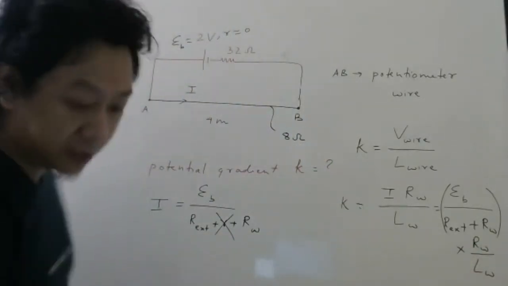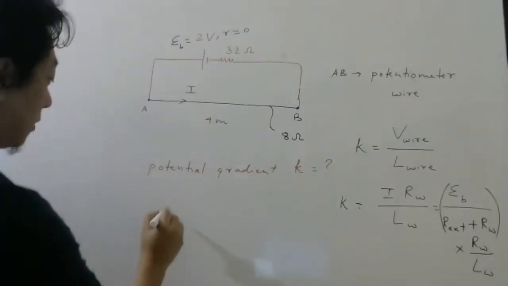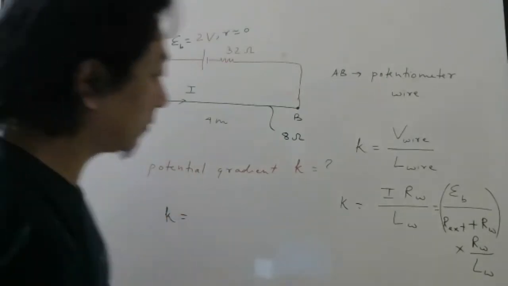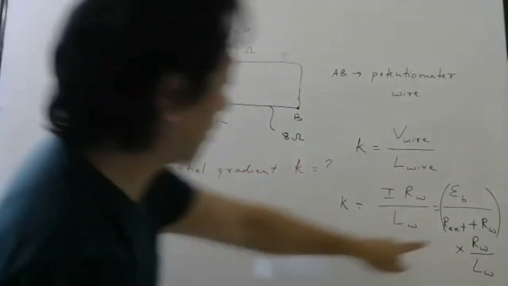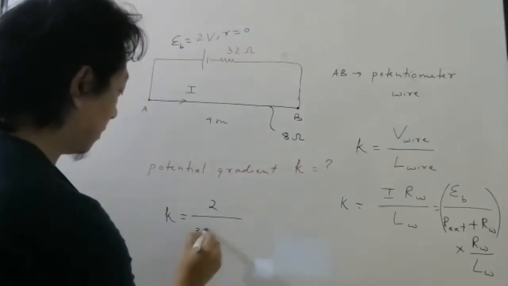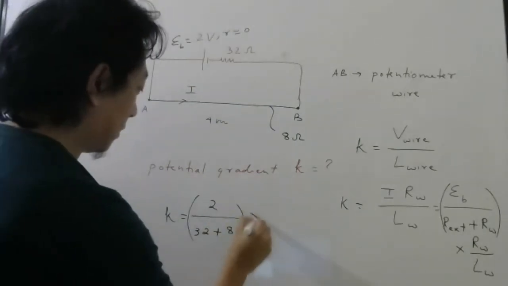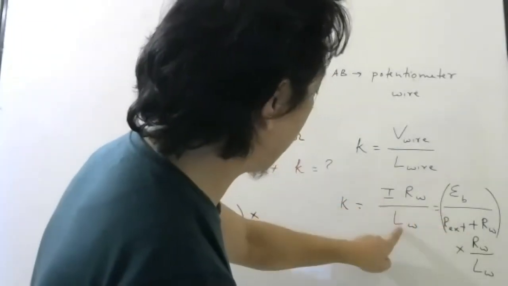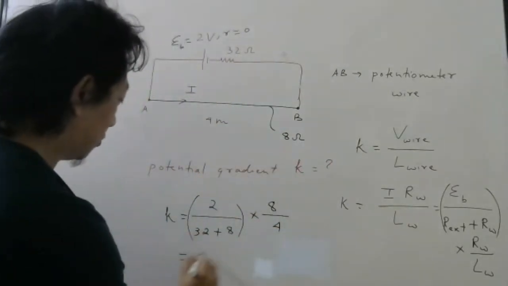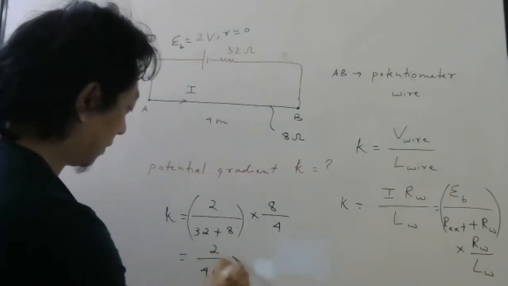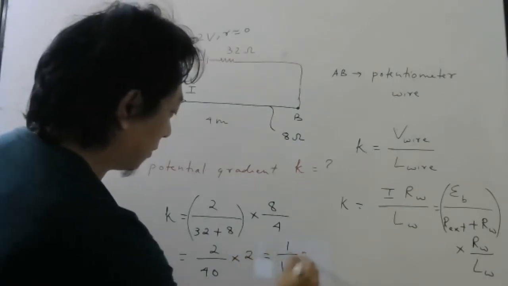Let us substitute and check. K equals EMF 2 volt, divided by external resistance 32 plus R of the wire 8, into R of the wire 8, divided by length of the wire 4. So this will be 2 divided by 40, into 8 divided by 4, which is 2. So 1 by 10, which is 0.1.